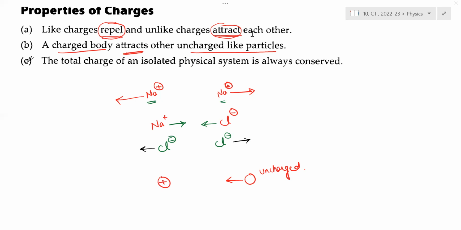Because they are unlike charges? No, beta, it is not unlike; there is no charge, it is uncharged. Because the charged object produces opposite charge in the uncharged one. Very good, Kavya.